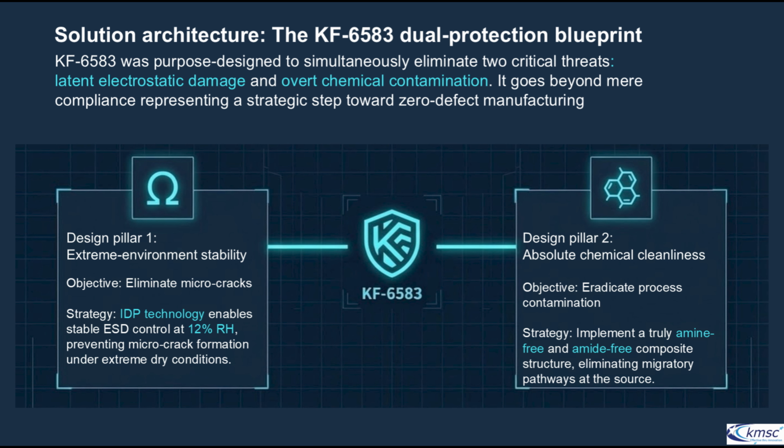The design objective of KF-6583 is to put an end to both electrostatic damage and chemical contamination. Strategically, it adopts IDP inherent dissipative polymer technology, forming a truly amine-free and amide-free composite structure. This approach blocks chemical migration pathways at the source, while delivering superior electrostatic dissipation performance.